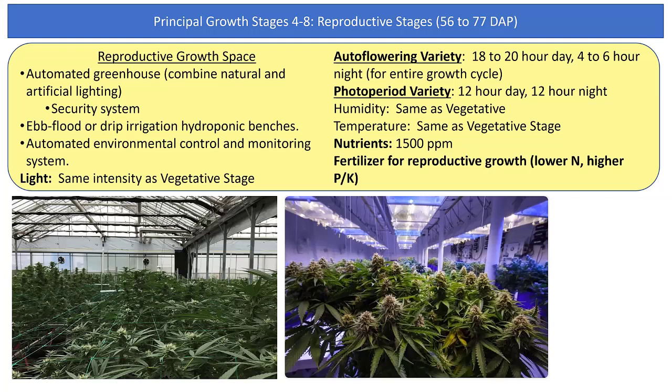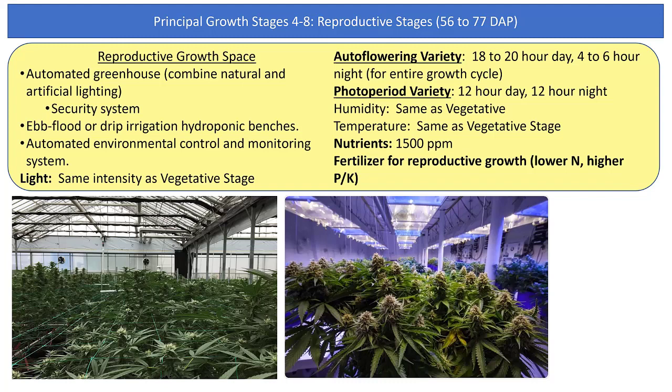So the reproductive growth space is basically the exact same space as the vegetative space. It would be a greenhouse because you need really high light levels for both the vegetative and reproductive stages. The major difference between these two is that before you were using a vegetative fertilizer, which was higher in nitrogen, lower in phosphorus and potassium. And now that you've switched to reproductive, there's a bloom-oriented fertilizer, which is lower in nitrogen, higher in phosphorus and potassium.